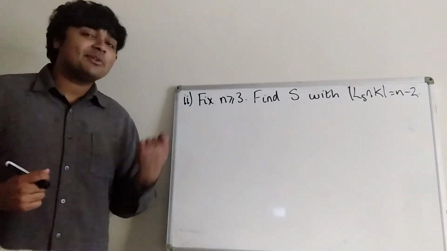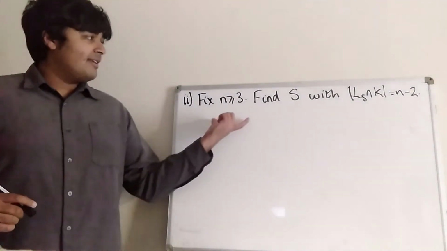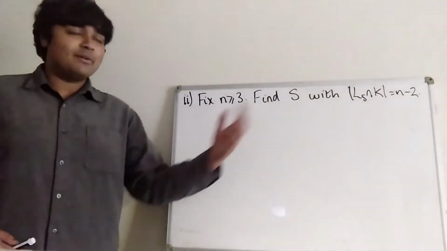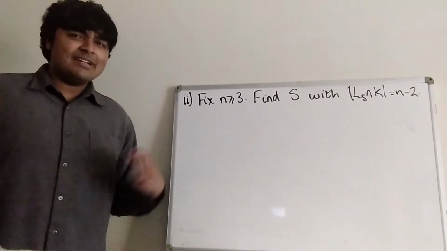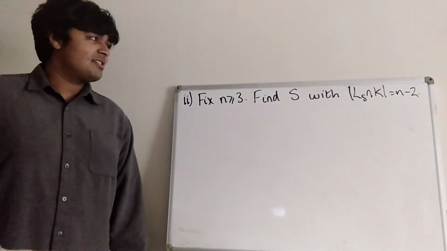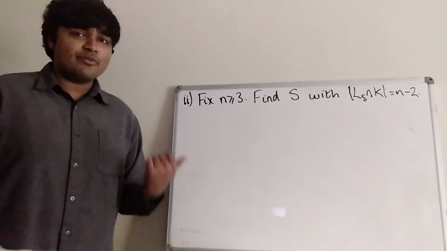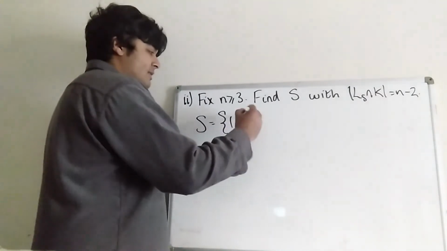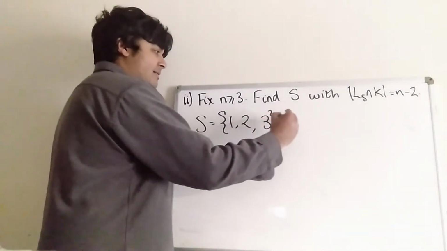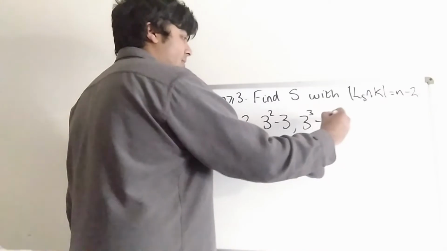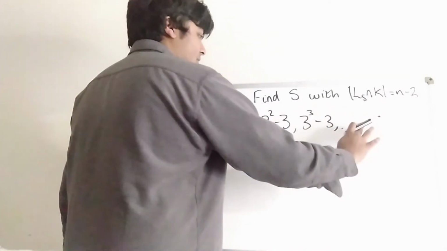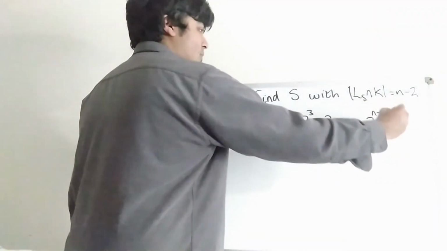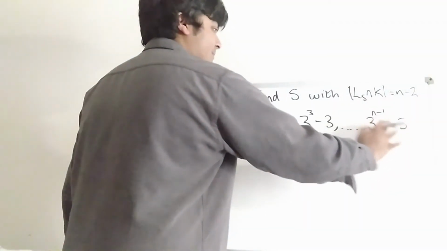Okay, so for part 2, we just want to find an S that attains this bound. So S has n elements, and Ls intersect the powers of 3 is exactly n minus 2. Now, if you just have a think about this, you could probably come up with an example yourself, but the example I'm going to give is hopefully pretty straightforward. It's simply going to be S equals 1, 2, then 3 squared minus 3, 3 cubed minus 3, and so on, all the way up to 3 to the n minus 1 minus 3.